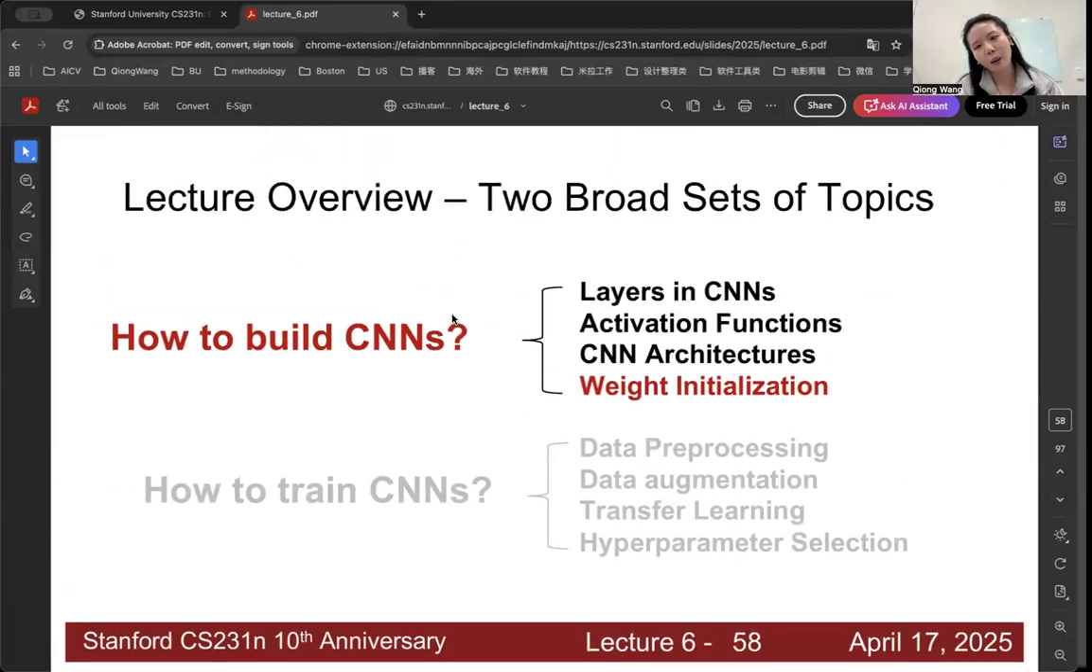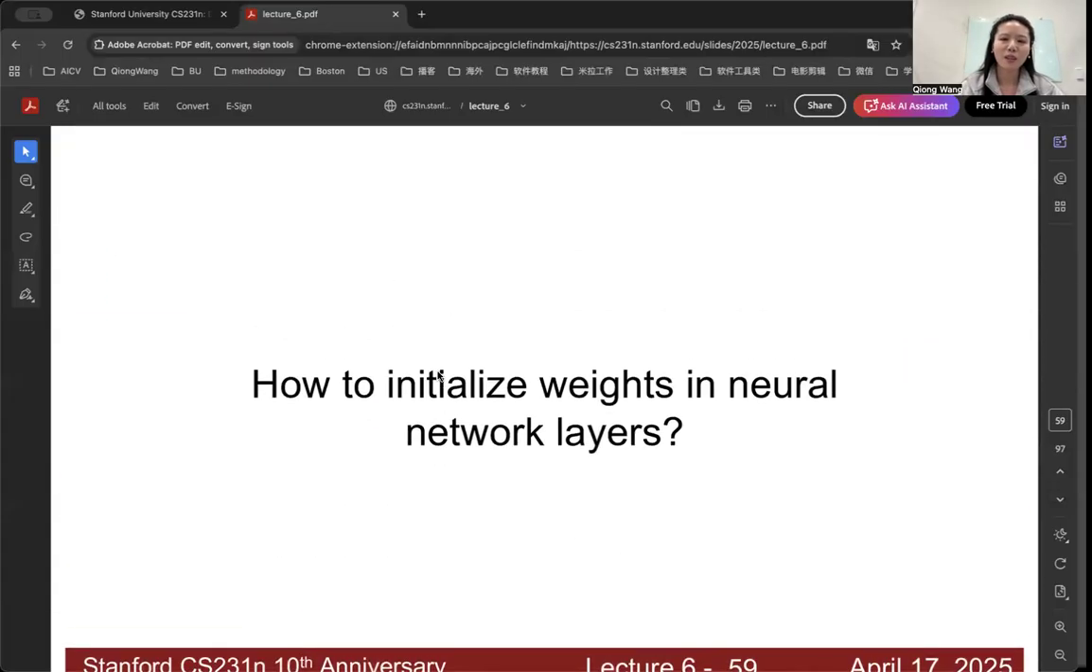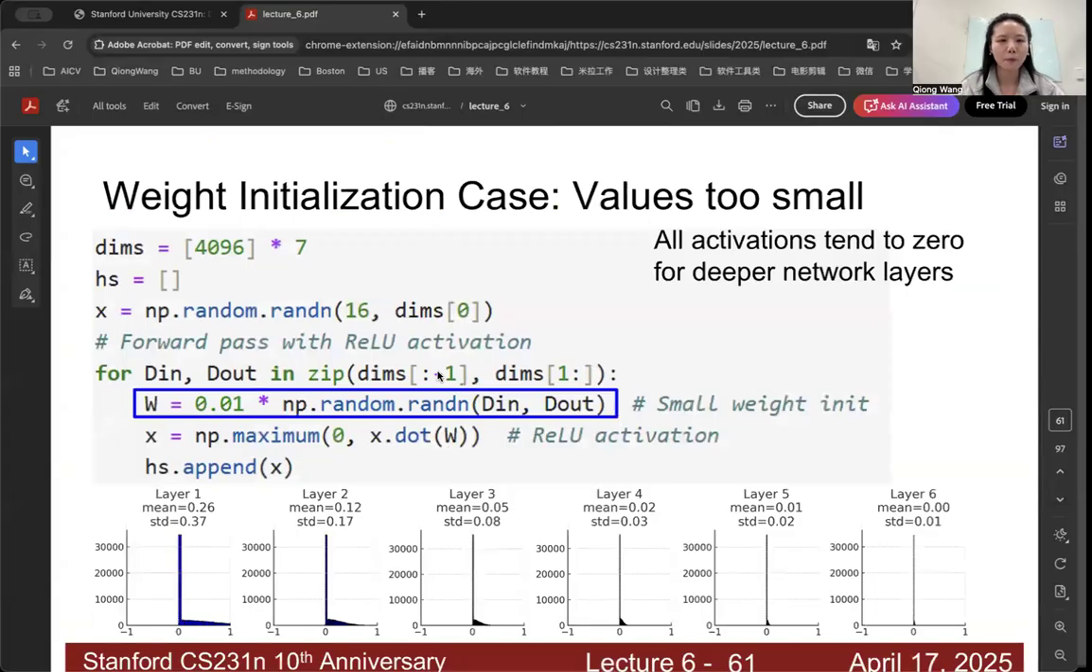Okay, the next part is about weight initialization. How do we initialize weights in the neural network layers? Okay, the function is like this. We set up a random number with the dimensions of the weight for the initial weight, and we multiply by a small number because we want the weights to start off small.